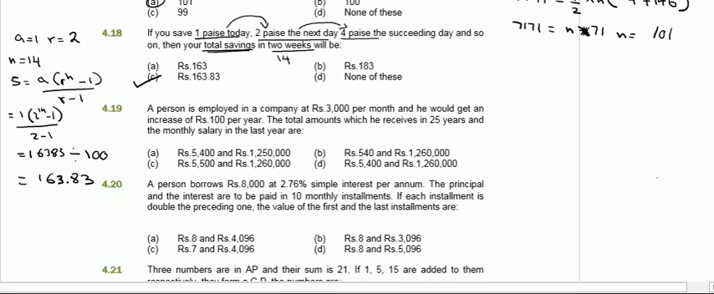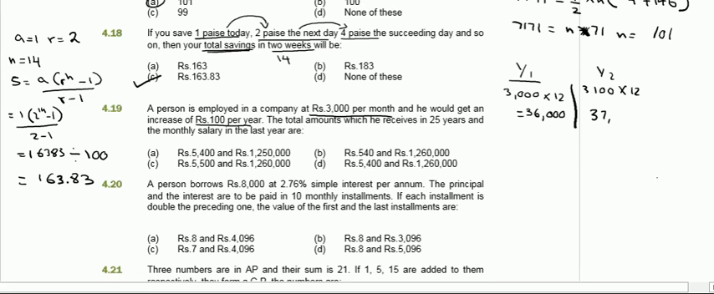4.19: a person is employed in a company at 3000 per month, and he will get an increase of 100 rupees per year. This means that in year number 1 his monthly salary will be 3000, and there are 12 months in 1 year. Therefore his total salary for year number 1 will be 36,000. He will get an increase of 100 per year. His salary will get to 3100 per month in year number 2, and again there are 12 months in a year, so his salary for the second year will be 37,200.